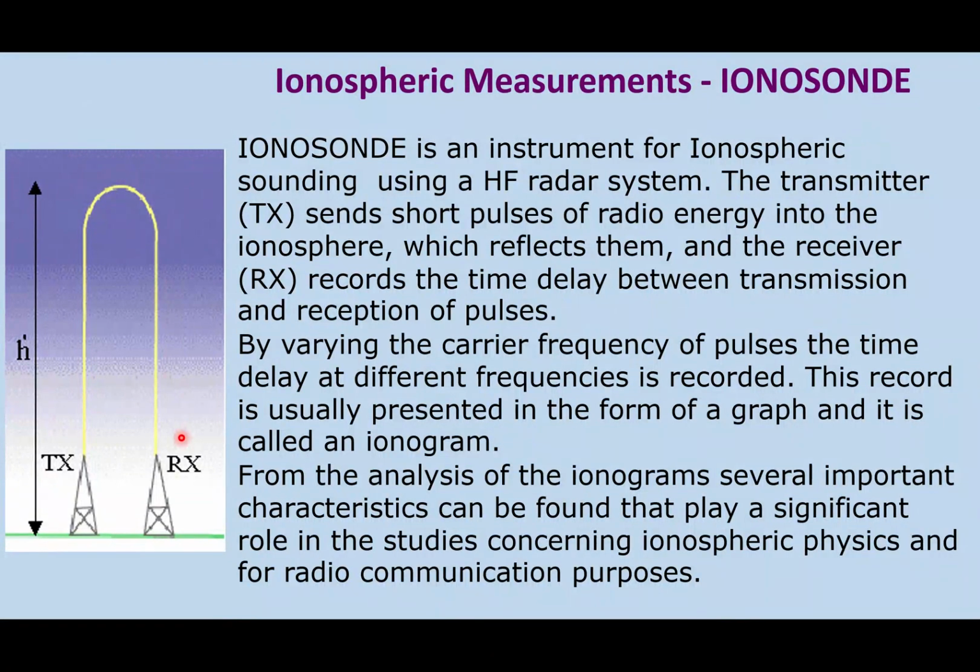So in this instrument, by varying the carrier frequency of the pulses, the time delay at different frequencies is measured and recorded. This record is usually presented in the form of a graph, and it is called an ionogram.